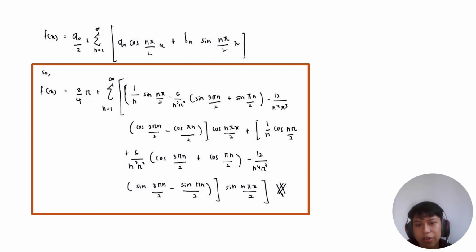plus the sum of 1 over n sin nx over 2 minus 6 over n to the power of 3 pi to the power of 2 sine 3n pi over 2 plus sine pi n over 2 minus 12 over n to the power of 4 pi to the power of 3, in bracket, cos 3n pi over 2 minus cos n pi over 2, cos n pi x over 2, plus 1 over n cos n pi over 2 plus 6 over n to the power of 3 pi to the power of 2 cos 3n pi over 2 plus cos n pi over 2 minus 12 over n to the power of 4 pi to the power of 3 sine 3n pi over 2 sine n pi over 2, sine n pi x over 2.